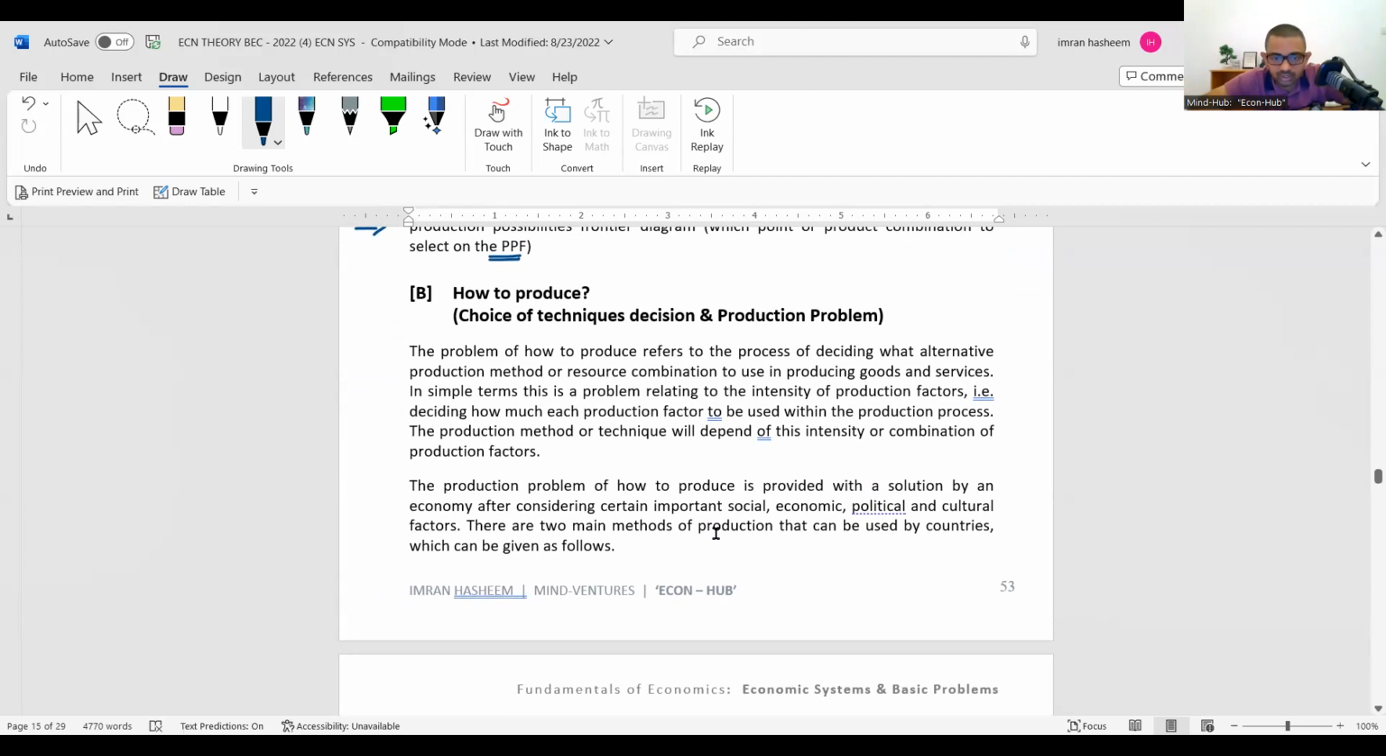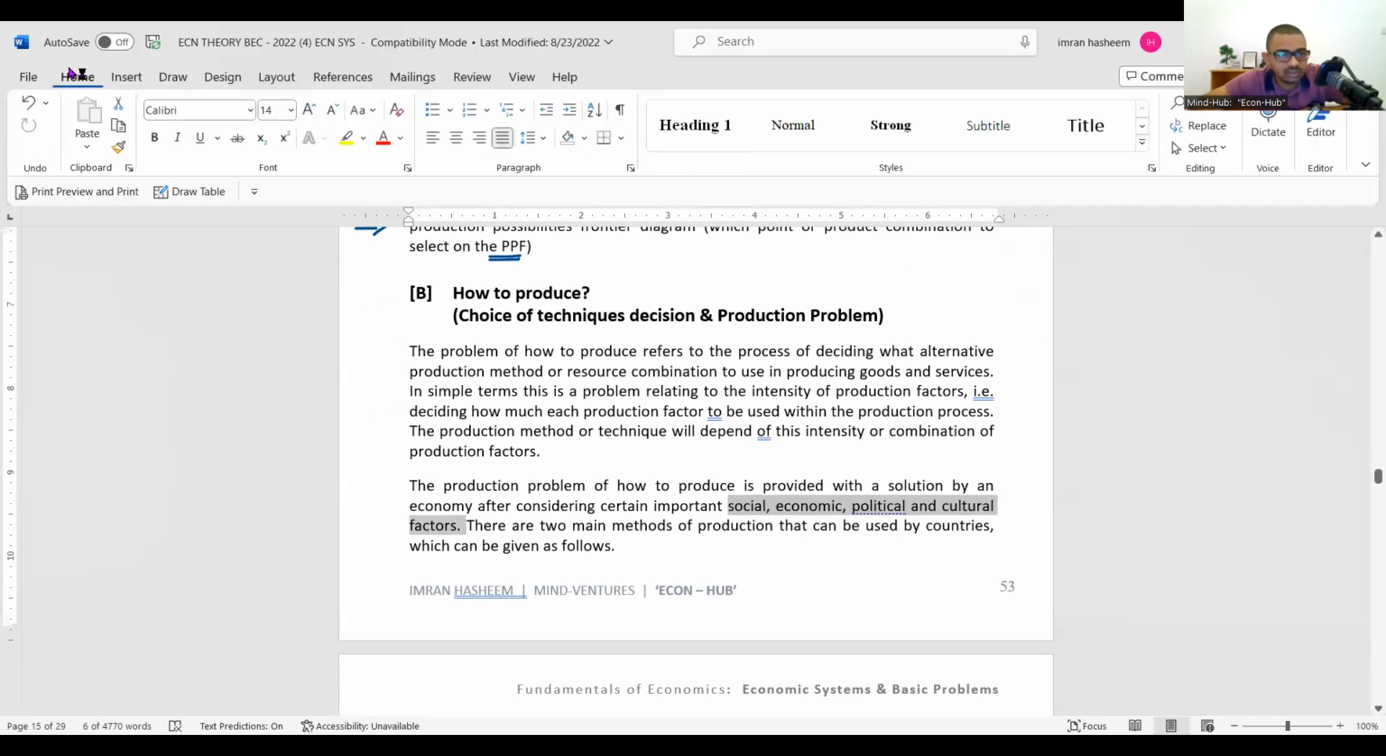In your study material, can you highlight this part? These are the important criteria or points to consider. Social, economic, political, and cultural, page 53. Those things have to be considered, and then you can make the decision.